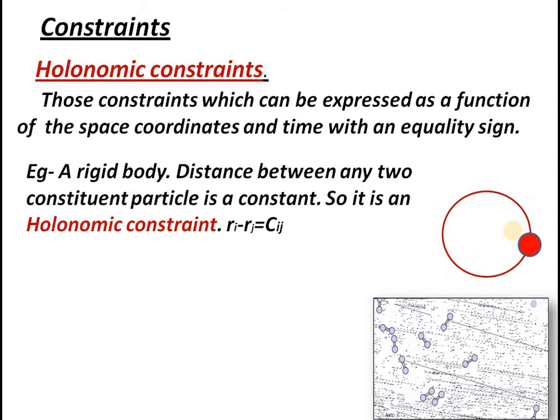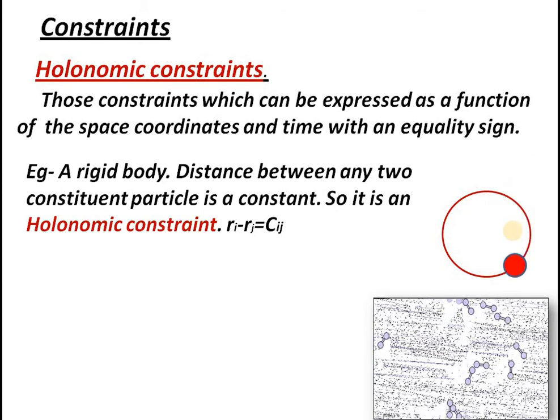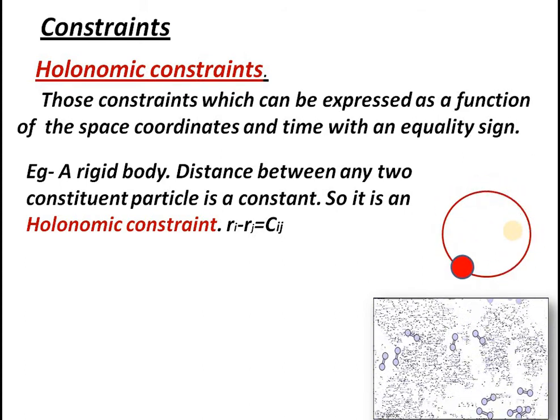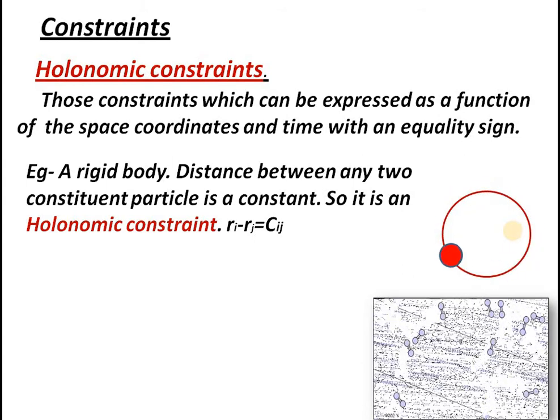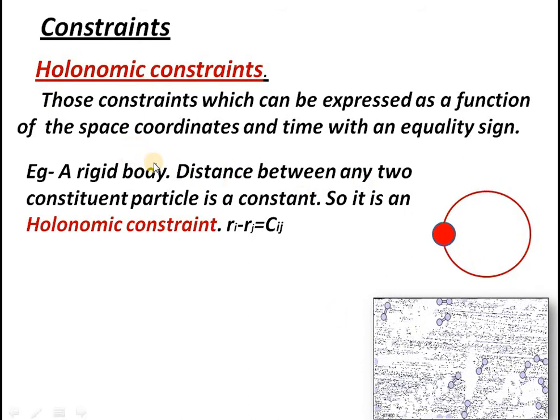Okay, you need an equation, you have a constraint. If you express a constraint in mathematical form, and that mathematical form contains an equality sign, then we call that condition a holonomic constraint. One more example is given: a rigid body.